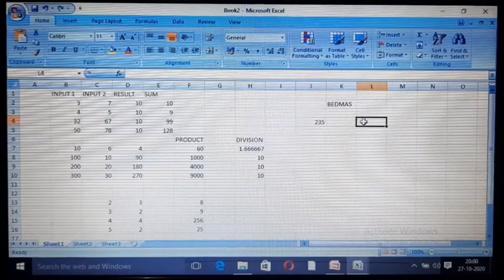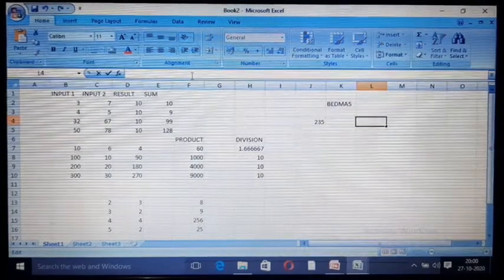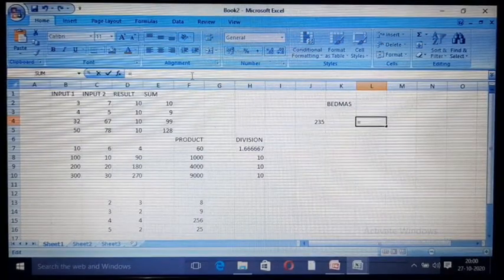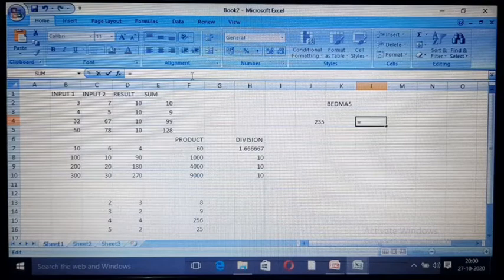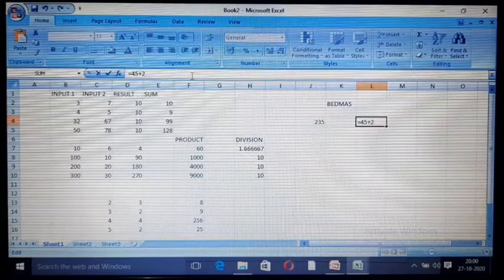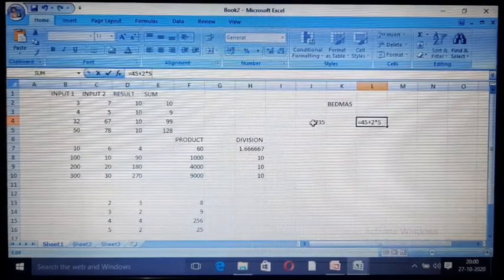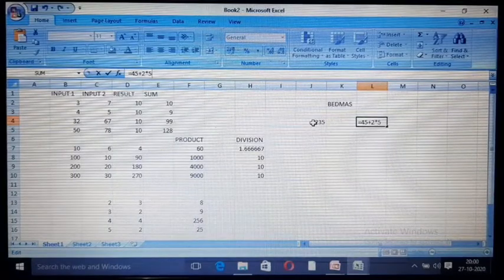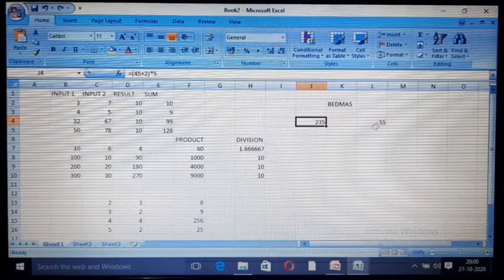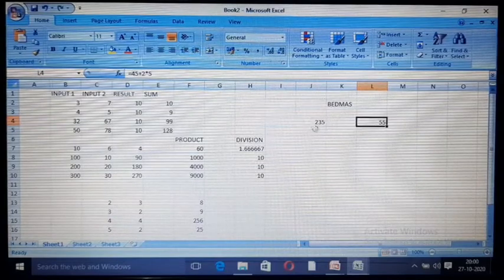Now we'll see without using the bracket. Equal to, without using the bracket, 45 plus 2. Then you write asterisk, that is star, that is the multiplication sign. Then you write 5 here. Now the numbers here and here are the same. Now the answer is 55 here.